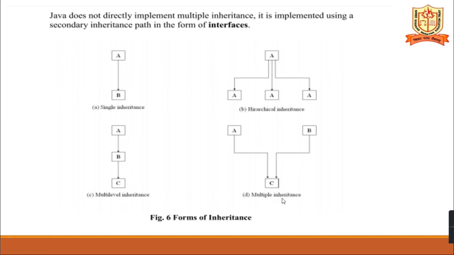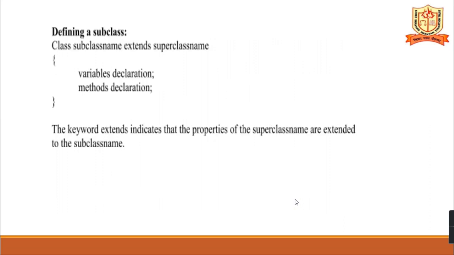And then multiple inheritance means the child class is having more than one parent class. If more than one parent class is there, it is called multiple inheritance. Java does not directly support multiple inheritance. For this concept, we are using interfaces. Is it clear?